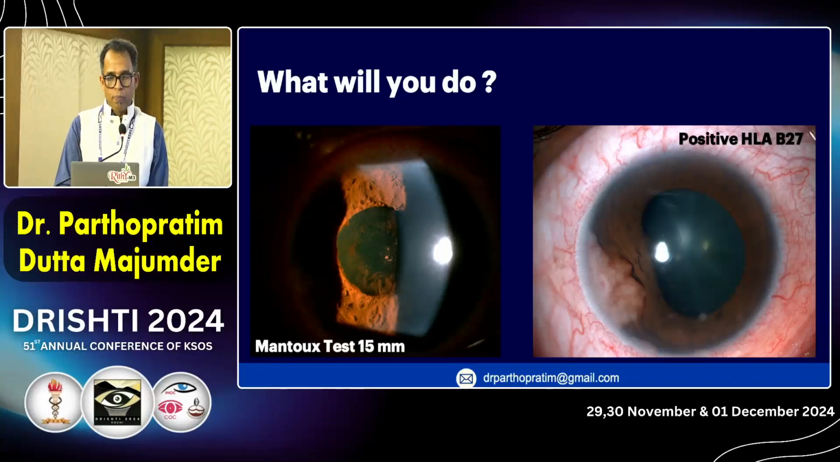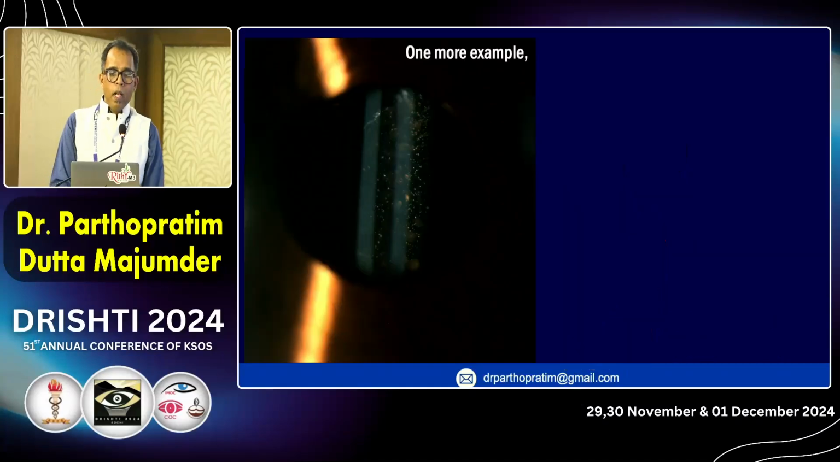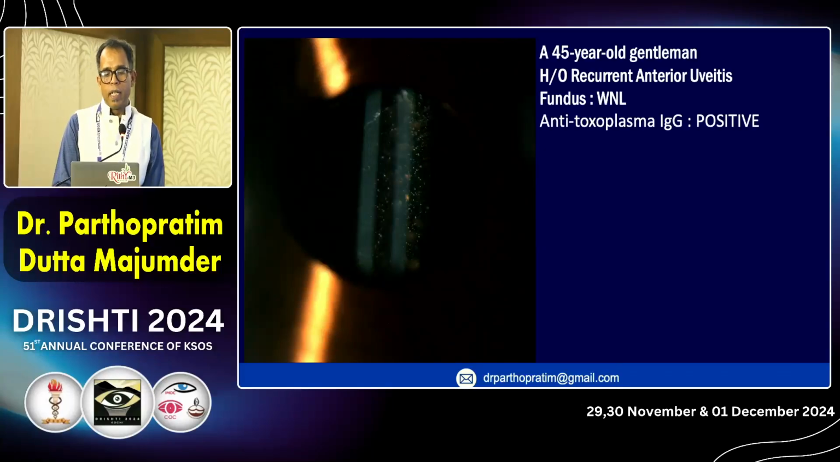So what will we do? We have to understand that we don't treat the laboratory test, we treat the disease. A positive HLA-B27 or a highly positive Montoux test in the absence of a proper clinical phenotype does not matter. Now, one more example. You can see the cellular reaction in the anterior chamber. A 45-year-old gentleman has come with recurrent anterior uveitis, fundus is within normal limits, and anti-toxoplasma IgG is highly raised.